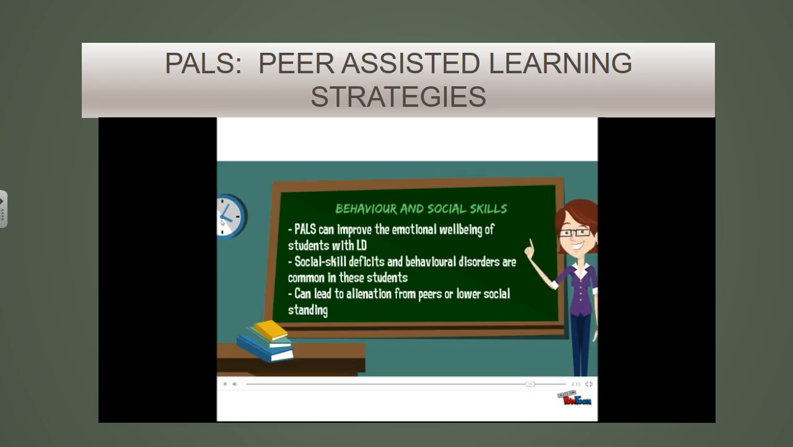Research has shown that the PALS reading program has greatly improved the emotional well-being of students with learning disabilities. Quite often, these individuals, like Billy, have social skill deficits and behavioral disorders, and because of these issues, they are often alienated or contain a lower social standing than the majority of their peers.